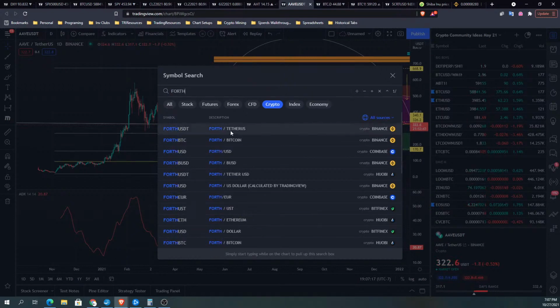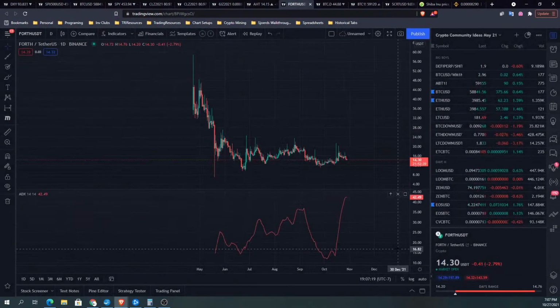Forth. Tethers? Binance. Whoa. Isn't that interesting? Look at the ADX on that bad boy. Go figure, eh? So this thing actually says it's trending.